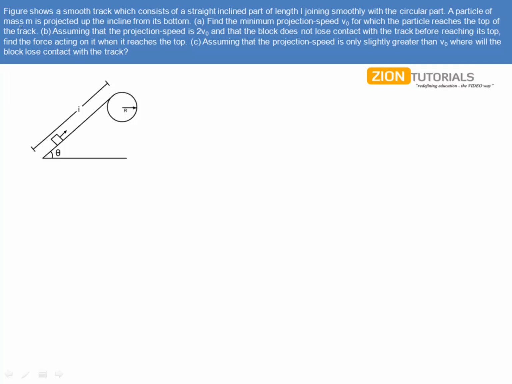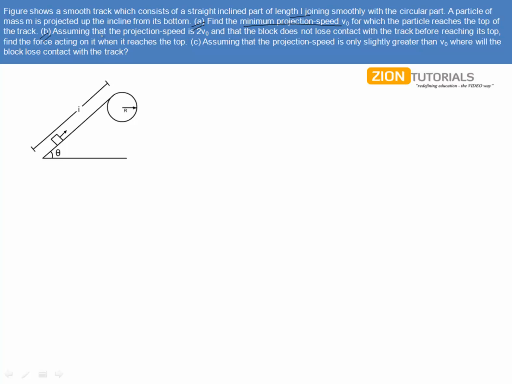As the question says, the figure shows a smooth track which consists of a straight inclined part of length L, that is this one, smoothly joining with the circular part, that is this one. A particle of mass m is projected up the incline from its bottom. Find the minimum projection speed v0 for which the particle reaches the top of the track.